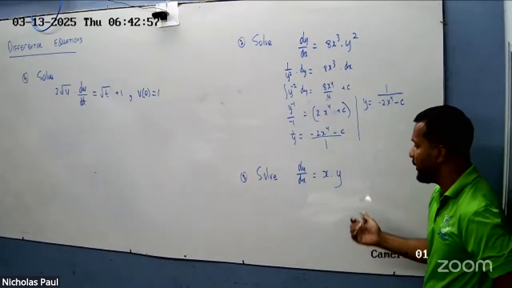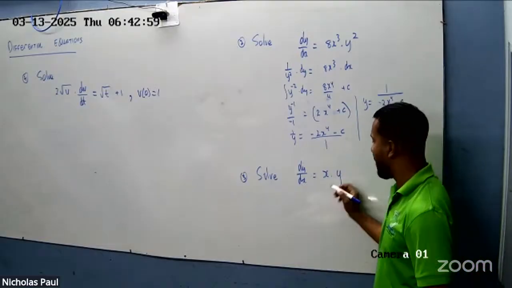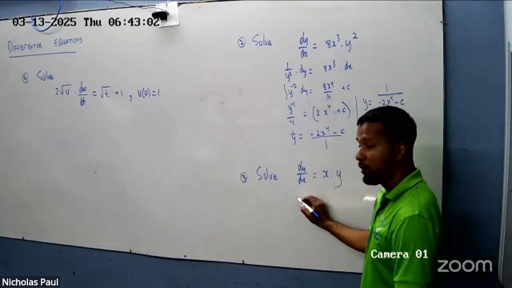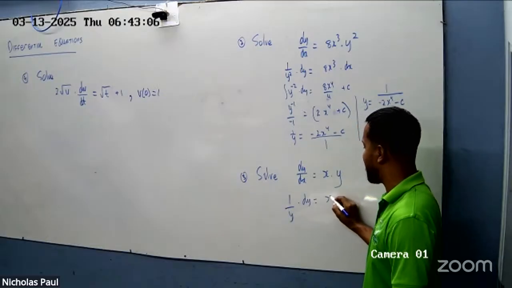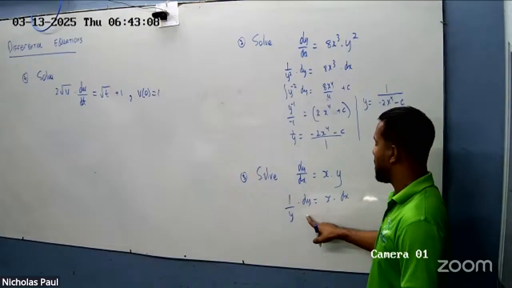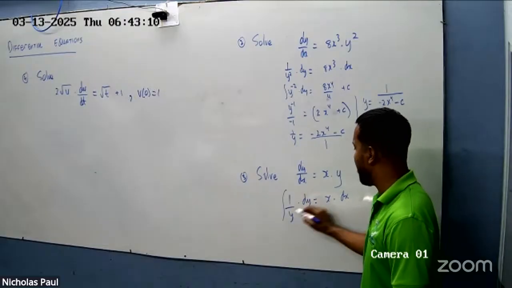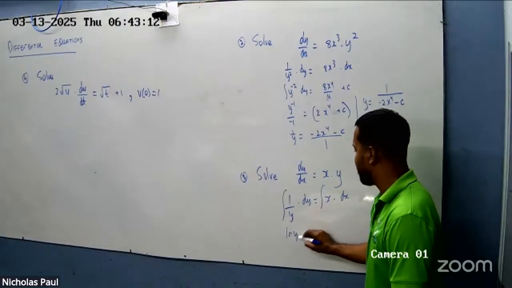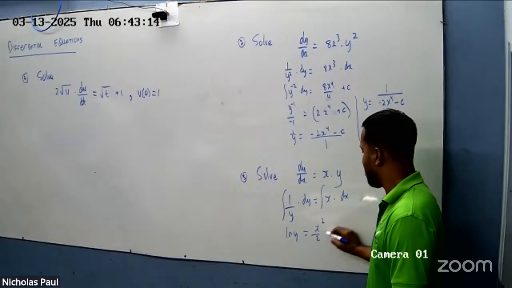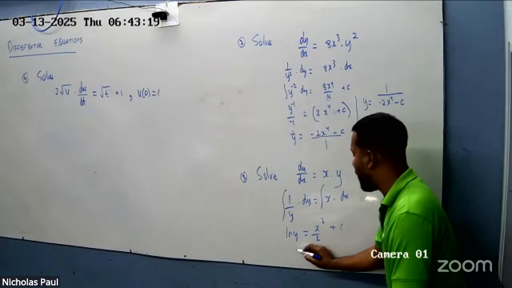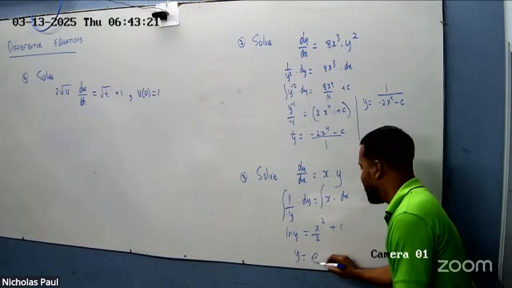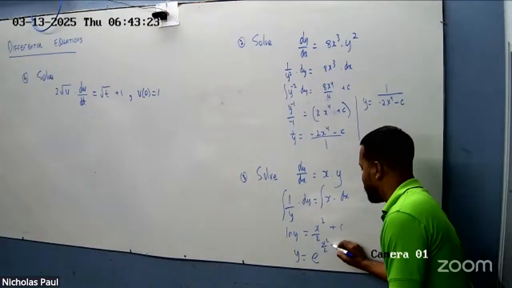So what we're doing here? You will get 1 over y dy is equal to x dx, right? When you integrate this, 1 over y gives you ln y. And then we are getting rid of the ln. So when you move ln across the equal sign, we'll get e to the x squared on 2 plus c.